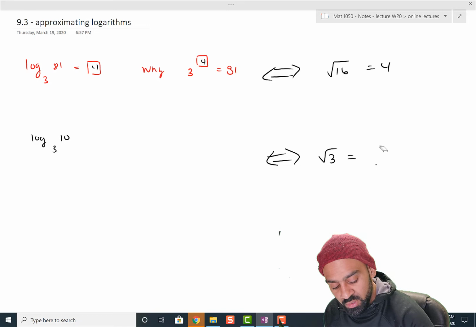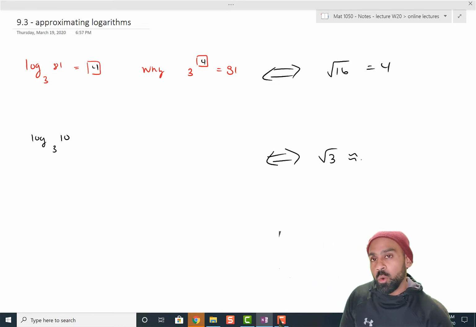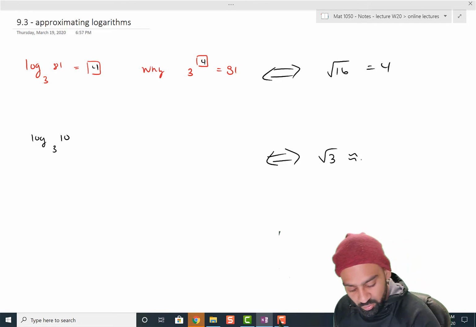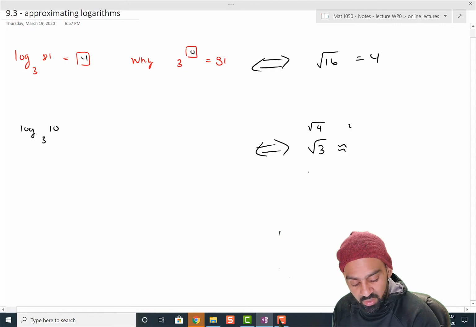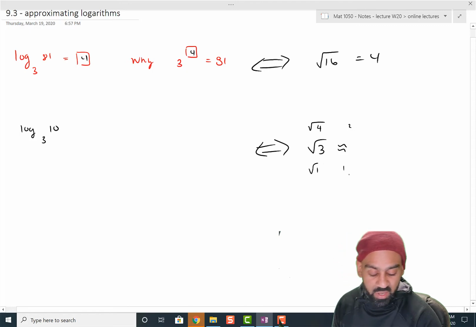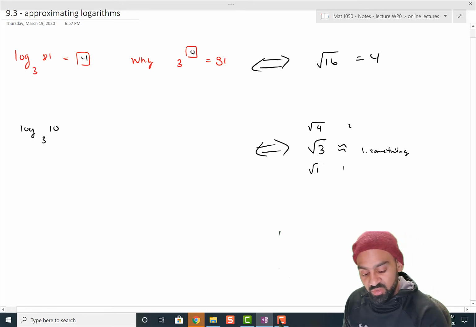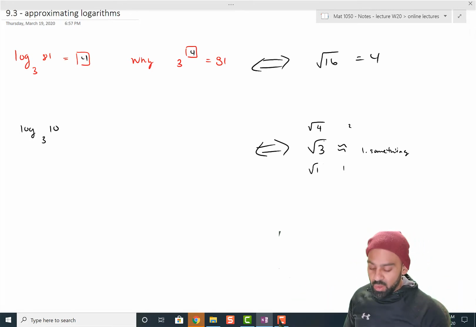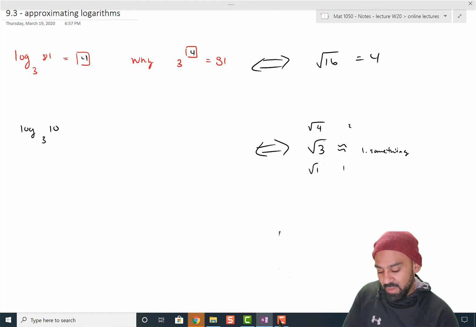Now, what we need to talk about is how we approximate them, because we still need to know where they are on the number line. So for the square root of 3, we would say the square root of 4 is about 2, and the square root of 1 is about 1. So that means the square root of 3 has to be 1 point something, probably closer to 2 than to 1. We could do the same thing with logs, and that's kind of the goal, but it all goes back to converting it.